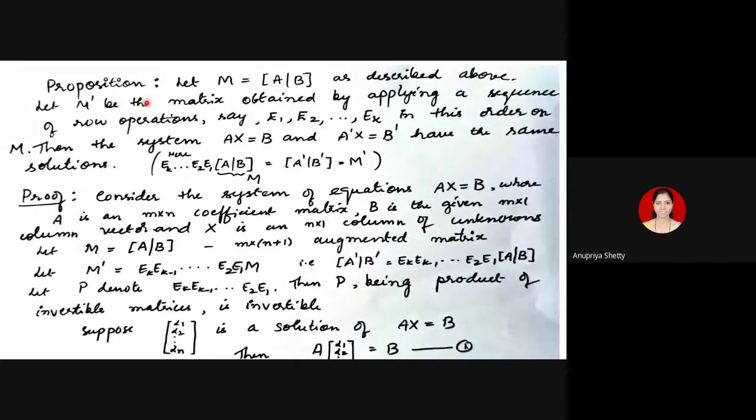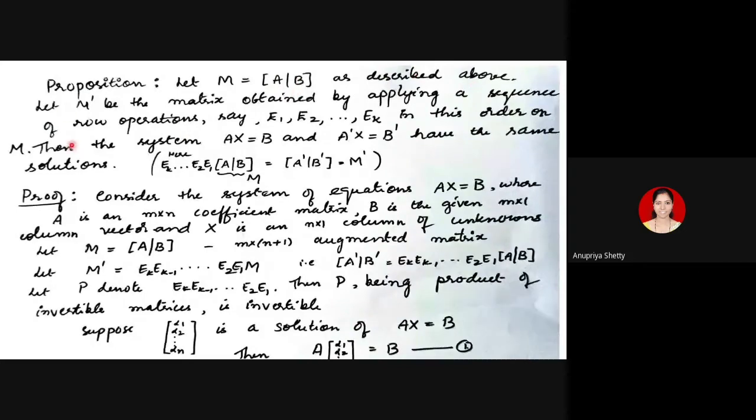We'll prove in this proposition, take M equal to the augmented block matrix as described above. So what is M? We are asked to solve Ax equal to B. From there, I'll find the coefficient matrix A and the given column vector B. I'll combine them to form a matrix of order m by n plus 1, which is an augmented matrix denoted by M. So let M be equal to the block matrix AB as described above.